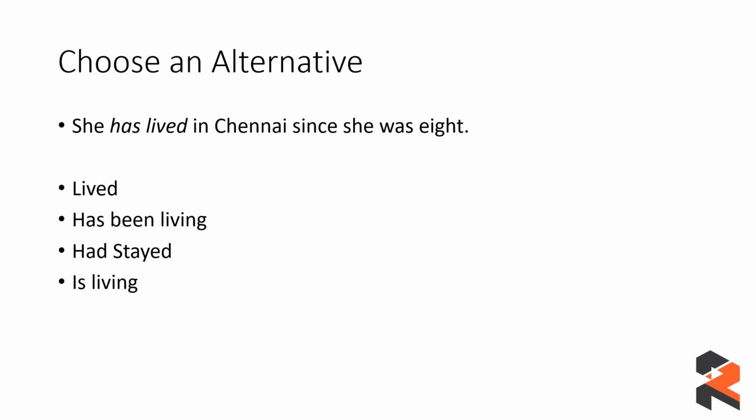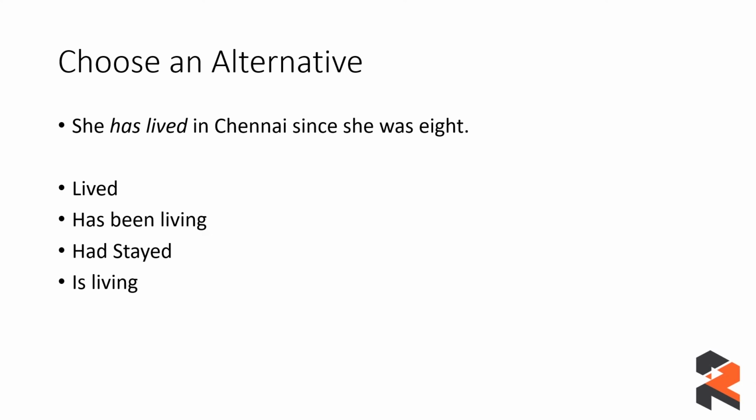So which option, if we choose, will replace the word and still convey the same meaning is the task which has been provided here. So if you look at the options, we are talking about the girl who has lived in Chennai since she was 8.